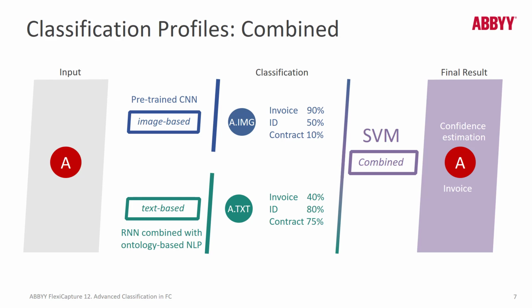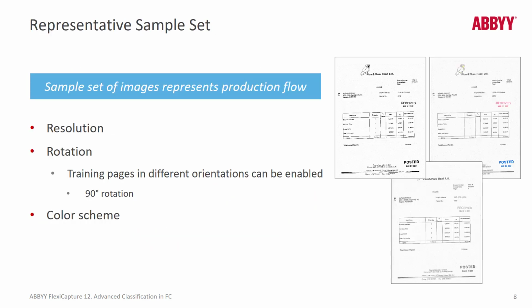This next slide depicts how image-based classification and text-based classification results can be analyzed and combined to give the best answer, the highest confident answer. It's important to have a representative sample set when you're collecting data for classification. So you want to include poor quality documents as well as your beautiful documents and documents in between.